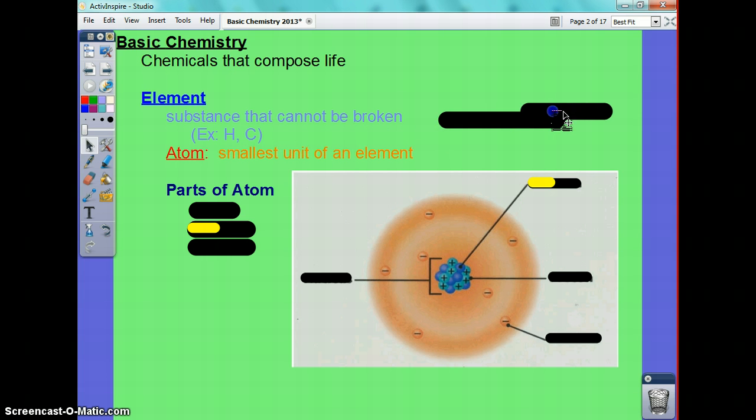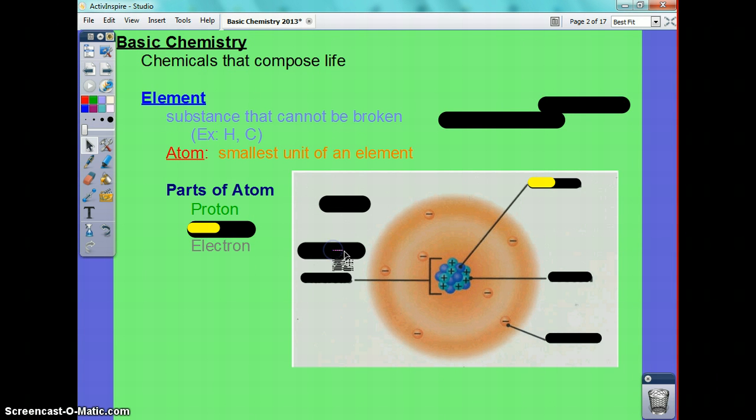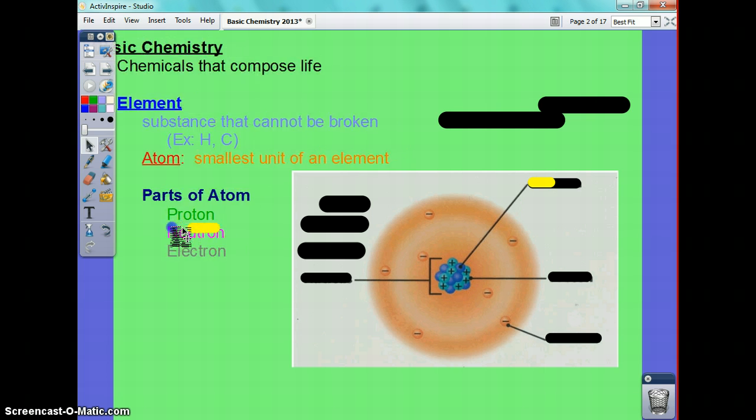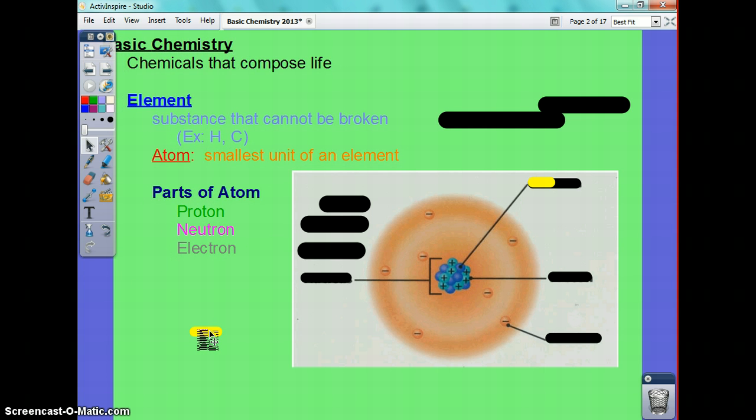Now an atom is going to be the smallest part of an element, and there's 3 parts or particles that make up an atom. Who could tell me what they are? Proton, electron, and neutron. Good. Anybody know why I put them in this order? From positive to negative. Good. And what would be the middle? Neutral. Good. Looking at my diagram, who could tell me which parts of the diagram represent each part of the atom?